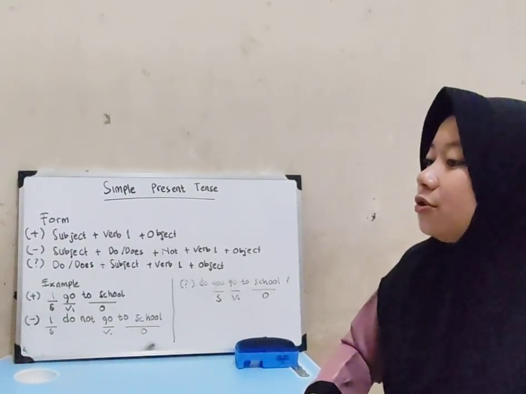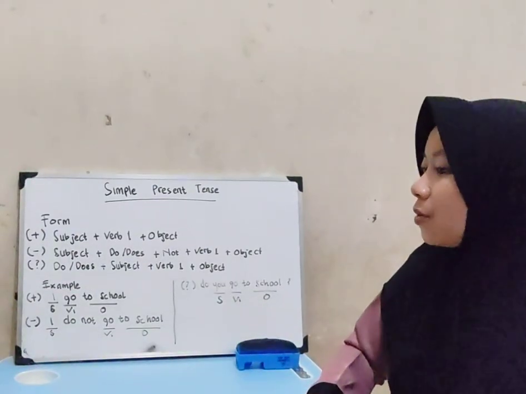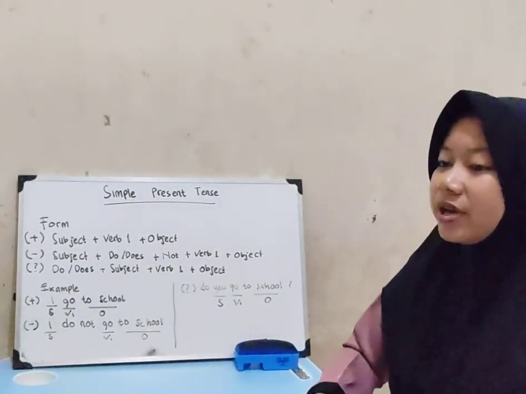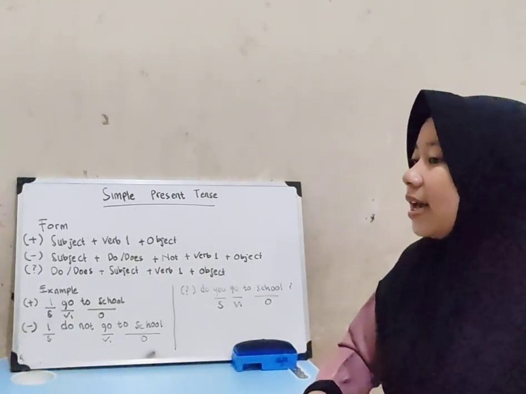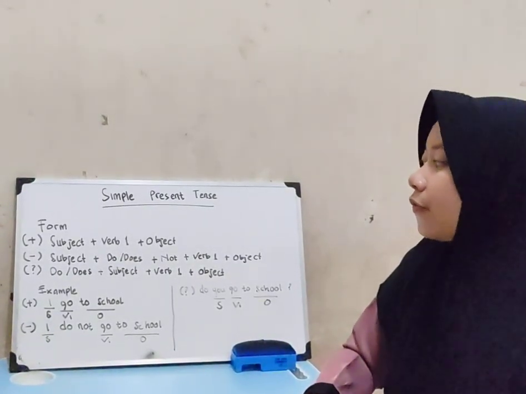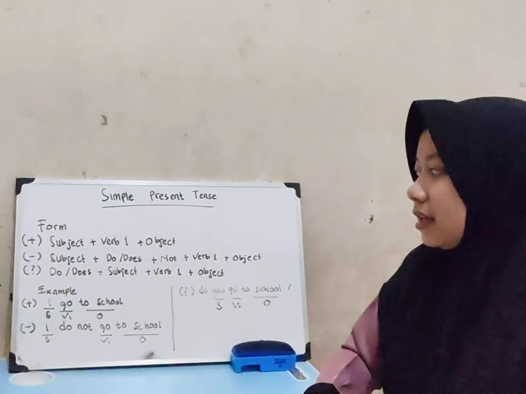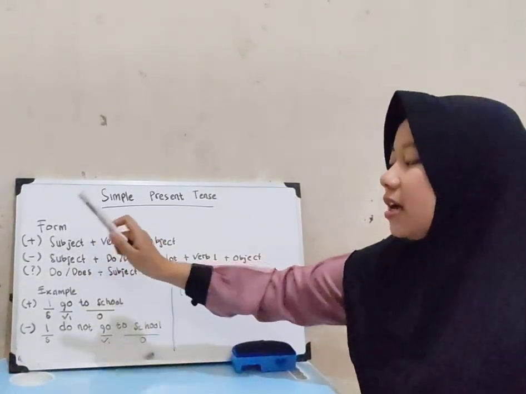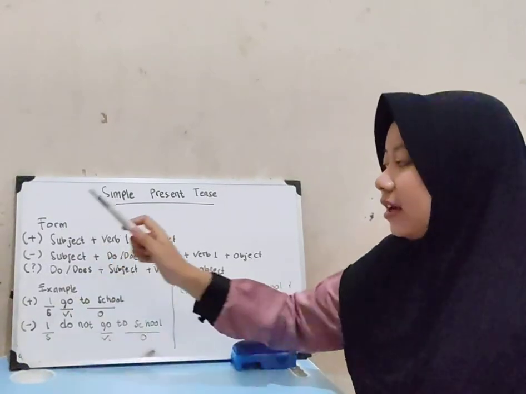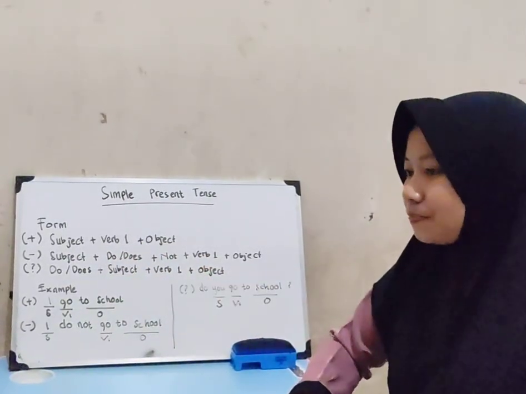Simple present tense is used to describe habitual actions or those which take place fairly regularly. So next I will explain about the forms of simple present tense. There are three forms. The first is affirmative, the second is negative, and the third is interrogative.